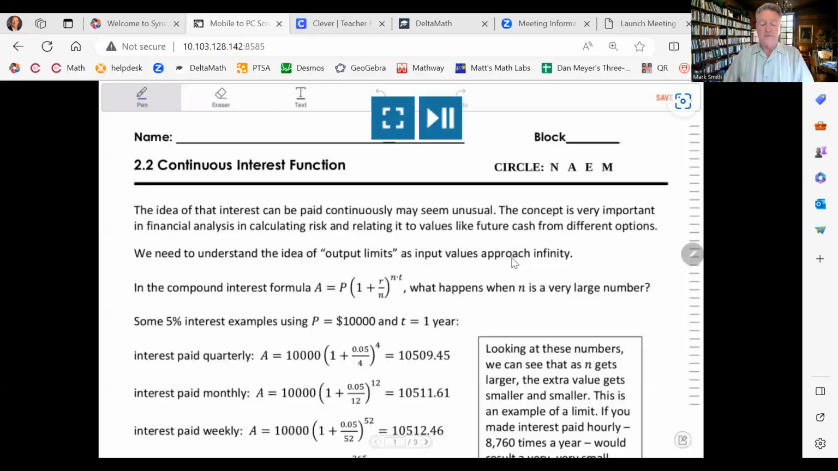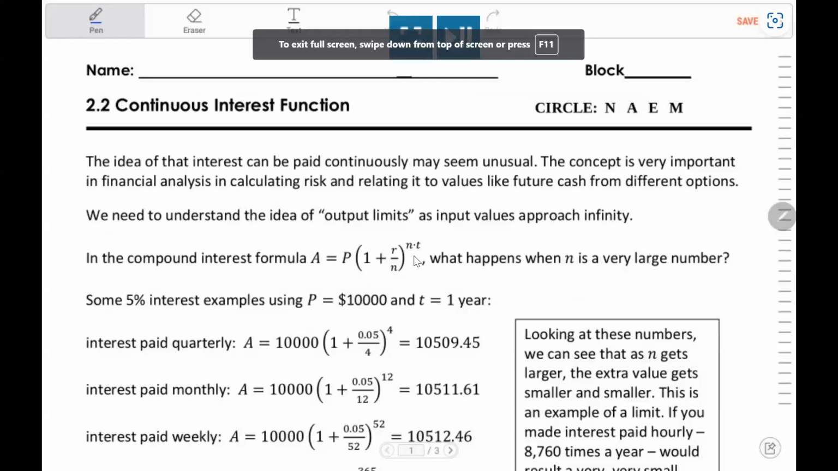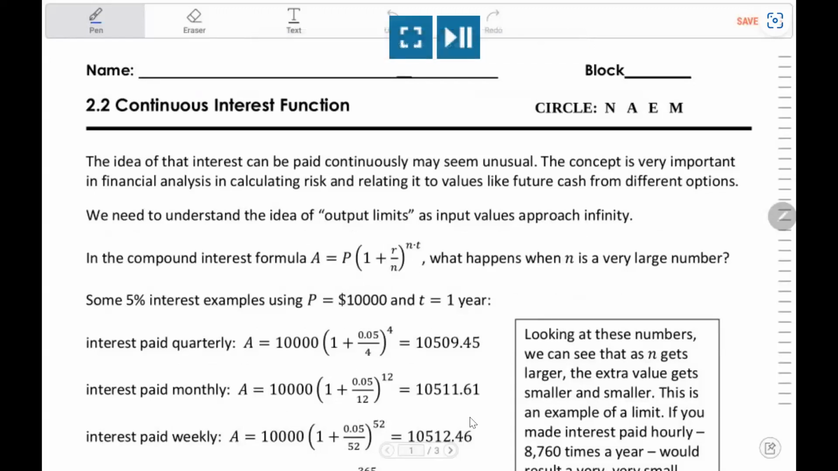Let's see, I'm still rusty at this. Okay, so here's where we are. We don't need to see my face here. Let's move this up. Okay, this is the handout that you picked up, and I'm going to go over the first page of the handout, which describes how to get to continuous interest.